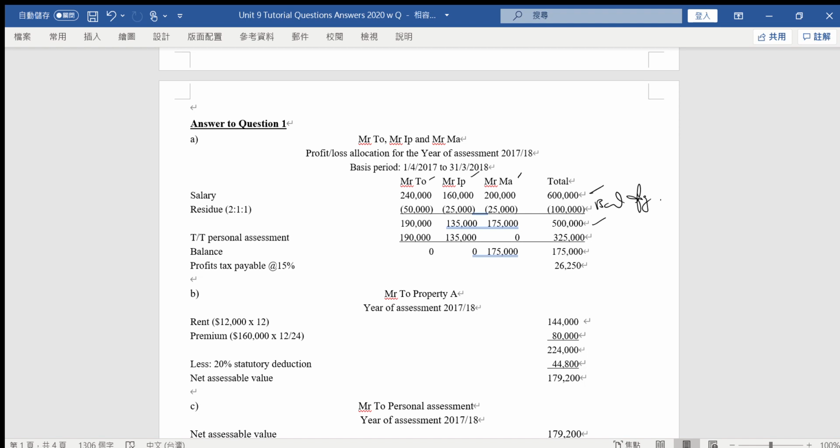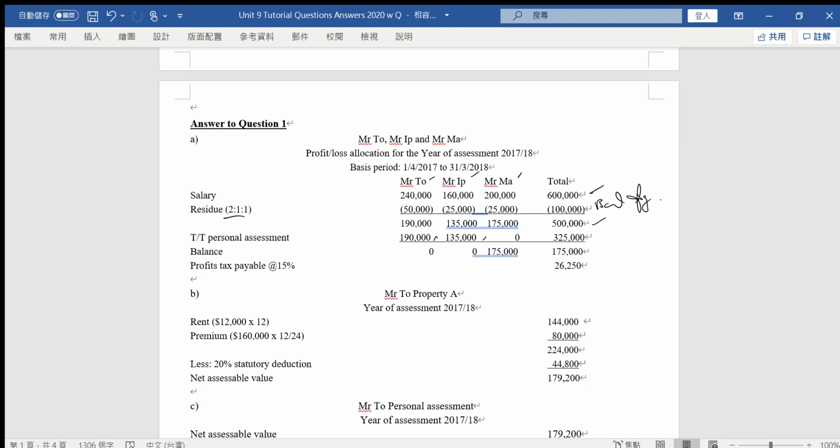Then for this 100,000, we need to allocate according to this ratio. Finally, we have worked out that all of them are allocated the profit, and there is no need to reallocate. Then we can work out the figures, and because To and Yip have elected personal assessment, that will be transferred to personal assessment. But Mr. Ma doesn't elect any.